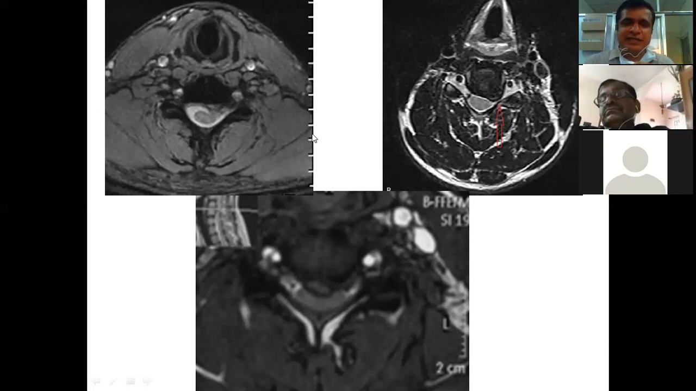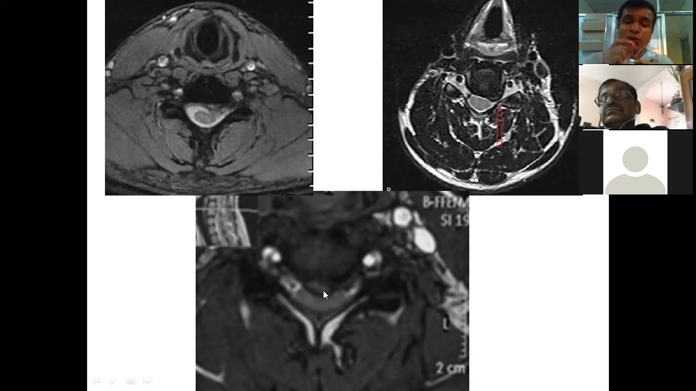So here you can see, this is a paracentral disc prolapse compressing the root here. Here it is a little bit lateral to the paracentral. It is a foraminal disc prolapse. Little medially there is a paracentral disc prolapse. It is a central disc prolapse. Paracentral and foraminal disc prolapse compress the nerve root, while central disc prolapse compresses the cord.